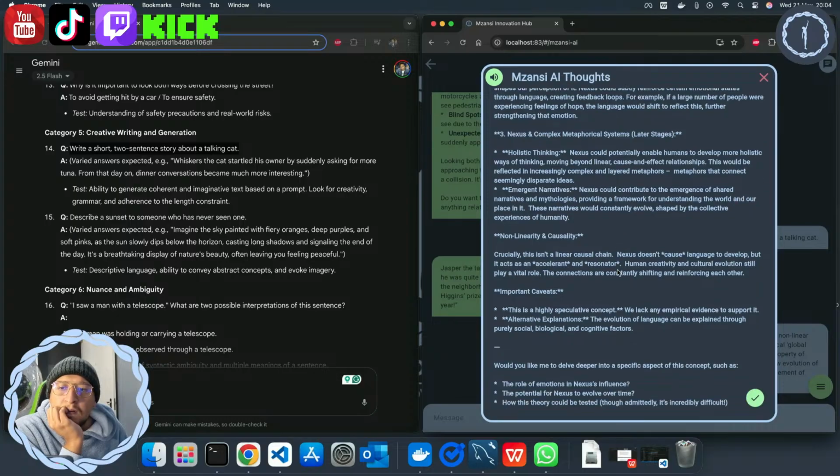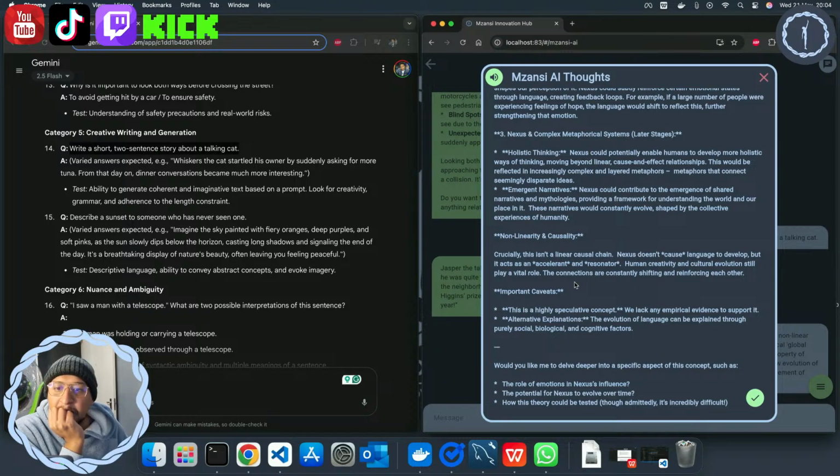These narratives would constantly evolve, shaped by the collective experiences of humanity. Non-linearity and causality. Crucially, this isn't a linear causal chain. Nexus doesn't cause language to develop, but it acts as an accelerant and resonator. Human creativity and cultural evolution still play a vital role. The connections are constantly shifting and reinforcing each other.